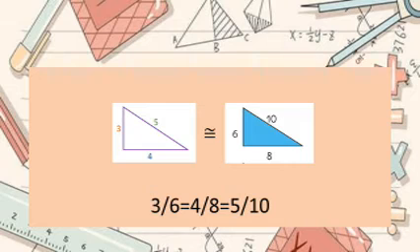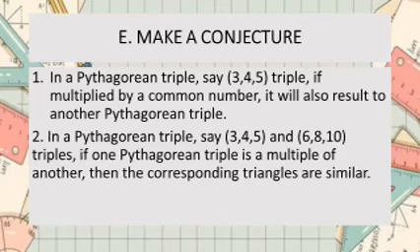So here's the example. For clarification, 3, 5, and 4, and 6, 10, and 8. So 3 over 6 is multiple 2. 4 over 8 multiple 2. 5 over 10 multiple 2. The prior step is followed by letter E, which is making a conjecture.